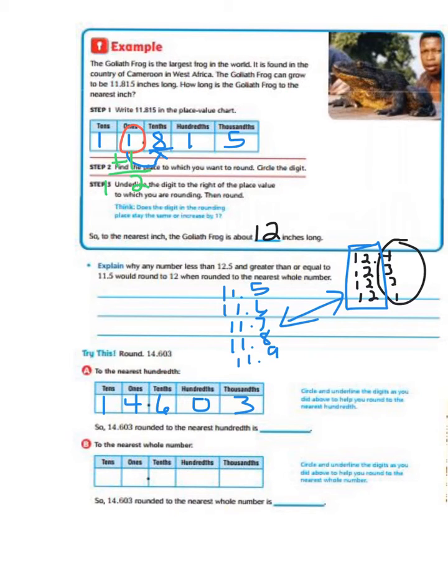Now remember, we need to circle where it is that we're rounding to, and we are rounding to our hundredth spot, which means we need to look to the right. So if we look to the right, we see that the digit to the right is a 3. 3 is less than 5, and the saying is 5 or more, raise the score. 4 or less, let it rest. So it looks like we will not be doing anything to our hundredth spot. So 14 and 603 thousandths to the nearest hundredth would be 14 and 60 hundredths.